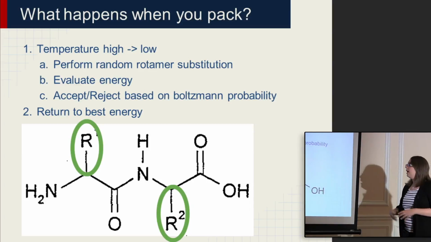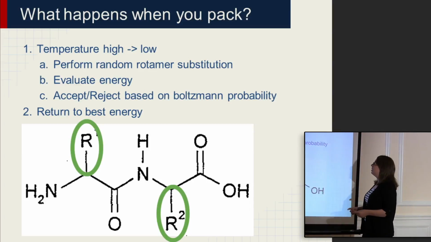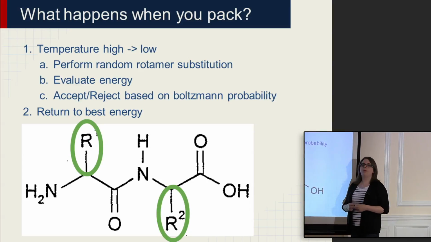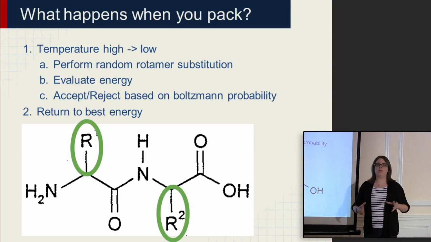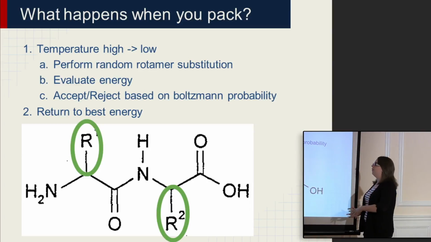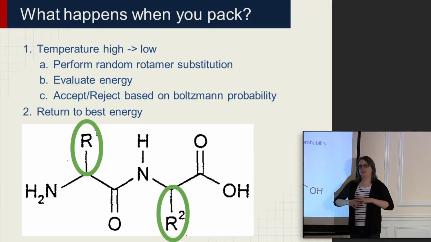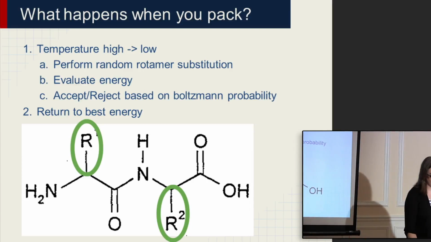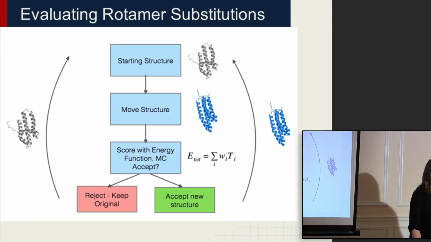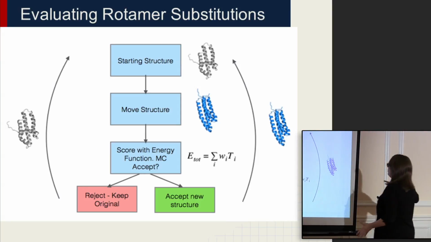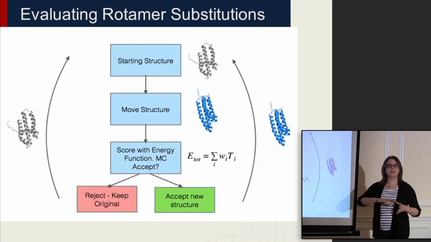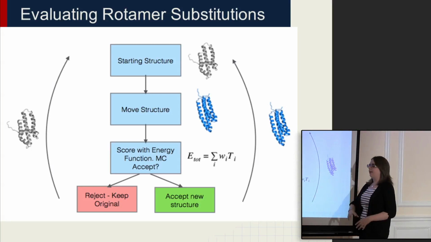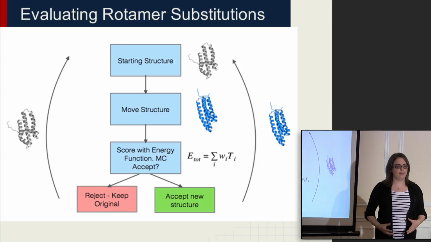And what actually happens when you're packing is you iterate from high temperature to low temperature. You're randomly performing these Rotamer substitutions and evaluating the energy at each step. In a similar manner, you'll accept more favorable Rotamers and then accept the conformation that had the best energy from that packing cycle. And you can see some similarities to this whole process where you're saying, I'm making a change in the structure, I'm scoring it, I'm evaluating the move, and then I'm deciding if I want to accept.